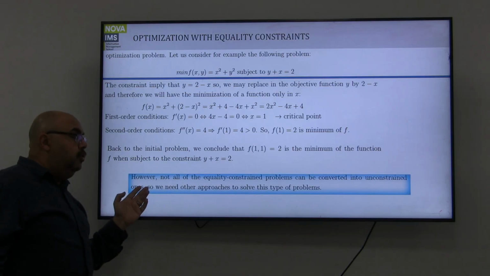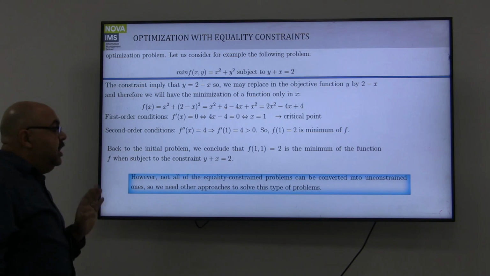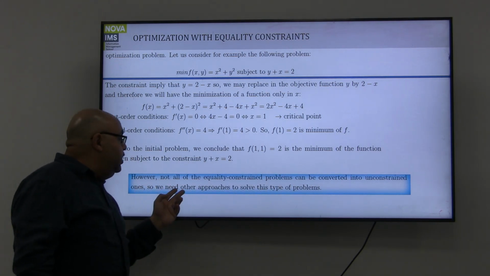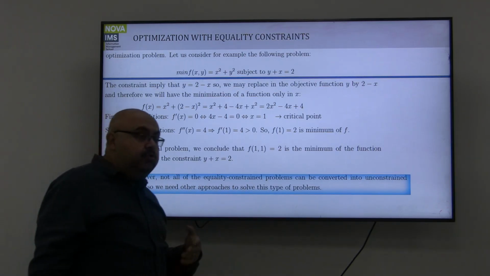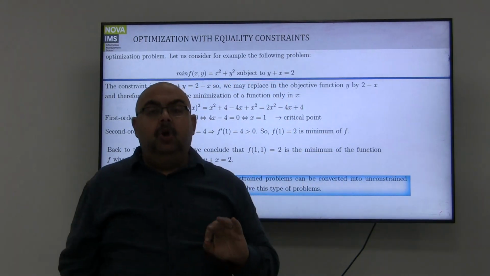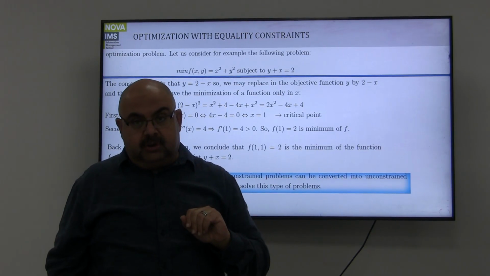I want you to know, however, that not all equality constraint problems can be converted into unconstrained ones. So we need approaches to solve this type of problem, because not all of them can use this technique. This is why we will introduce the other two solution methods.